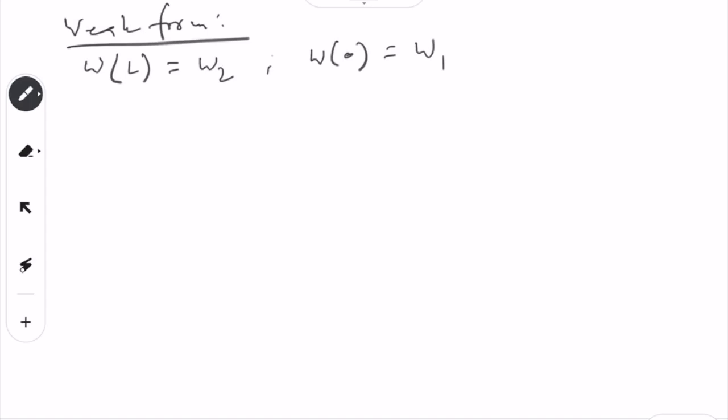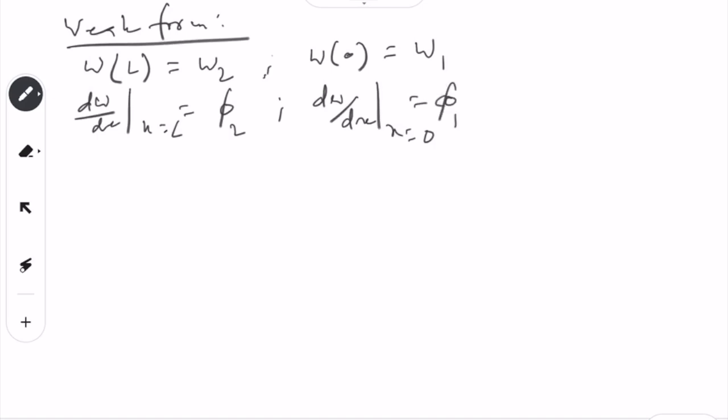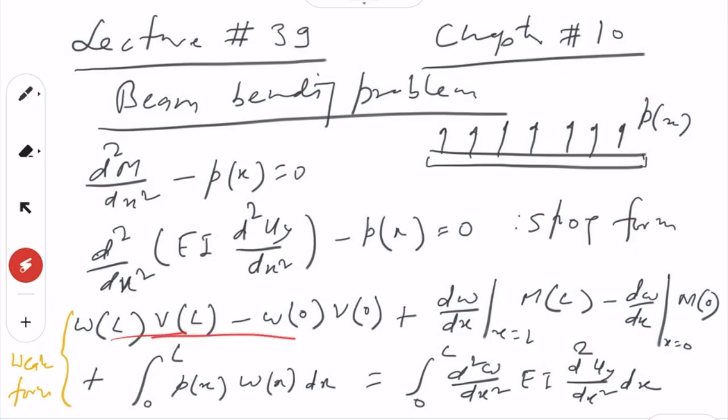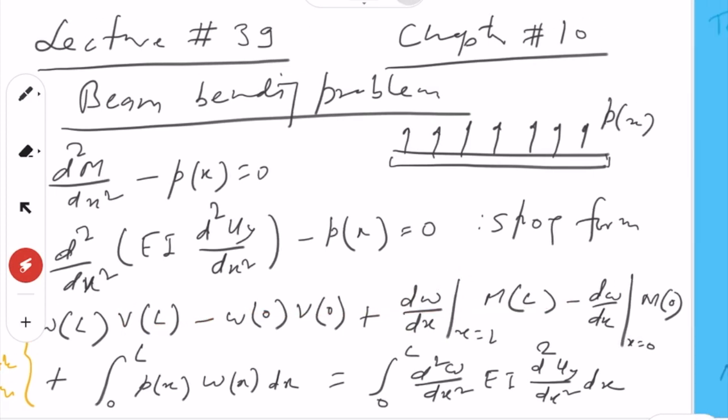Then dw over dx at x equal to L, we are calling phi 2, and dw over dx at x equal to 0, we are calling phi 1. So that means this value, if we put it here, what we will get is, see here, this is w2, this is w1, this one is phi 2, phi 1, and then we have this one. So simply we can write like this.